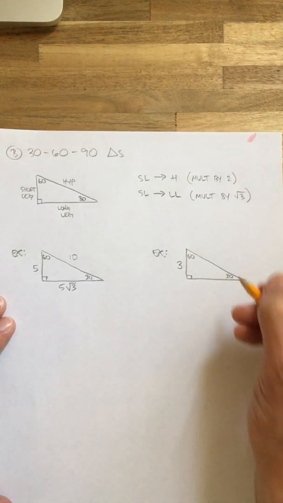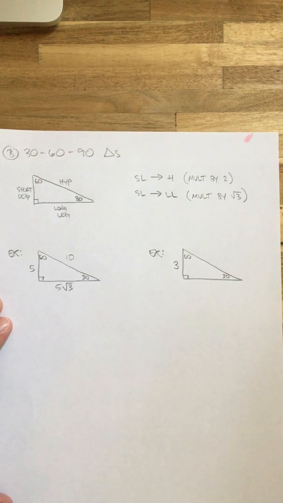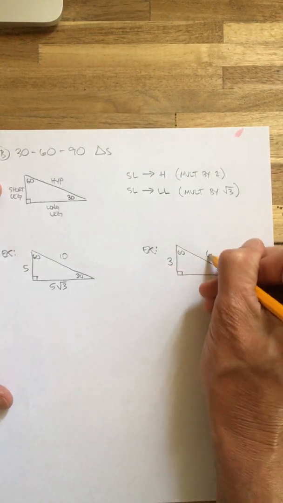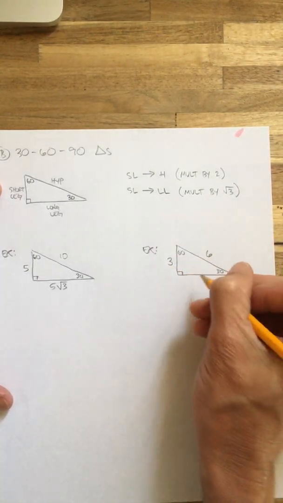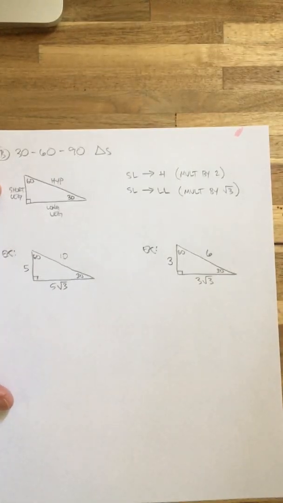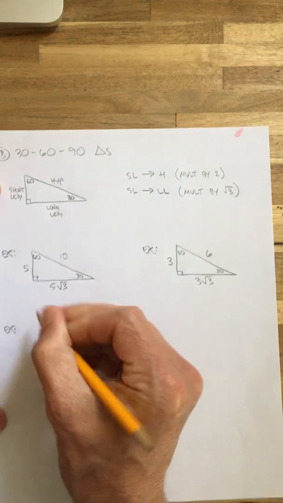All right? Tell me what the hypotenuse is and tell me what the long leg is. Okay? All right, here we go. You ready? 3 times 2 is 6. 3 times radical 3 is 3 radical 3. Look at that. I didn't even have to try. Okay? All right, what if I have something like this?